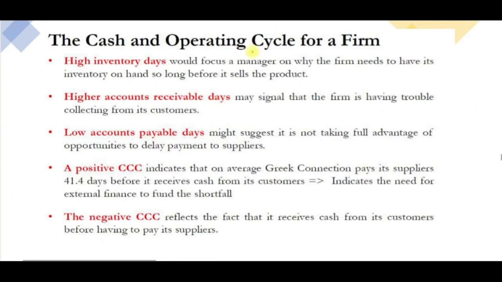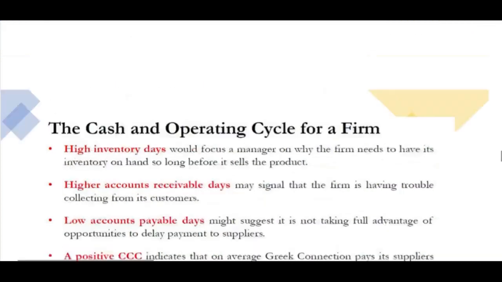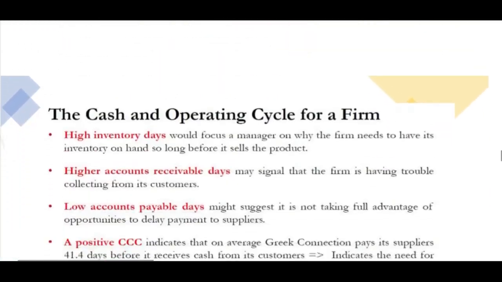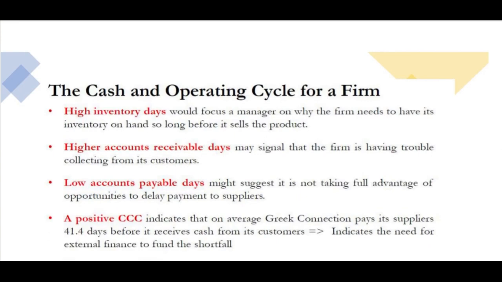High inventory days would focus a manager on why the firm needs to have its inventory on hand so long before it sells the product. If the company is holding the inventory for higher days, that is not a good sign. The company should reduce these high inventory days. High account receivable days, as we can see, are 45, so they should be reduced, because the quicker we get our cash back, the better. It may signal that the firm is having trouble collecting the funds from its customers.